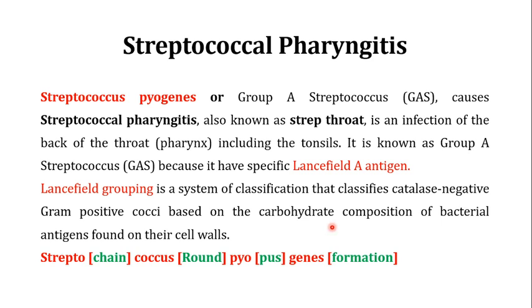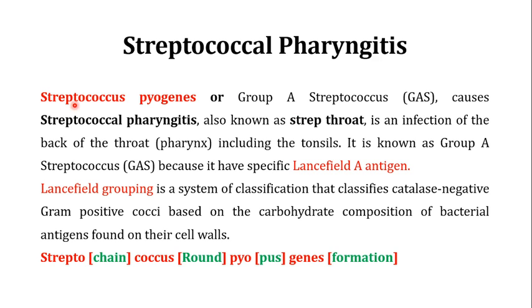So the different bacteria will be catalase-negative and gram-positive cocci. Within this particular group, the carbohydrate composition of the different species varies from each other. Therefore, the Lancefield grouping classifies these catalase-negative, gram-positive cocci into different groups based on their carbohydrate composition. So when you talk about group A Streptococcus, there is a specific A antigen. Therefore, we call them group A Streptococcus.